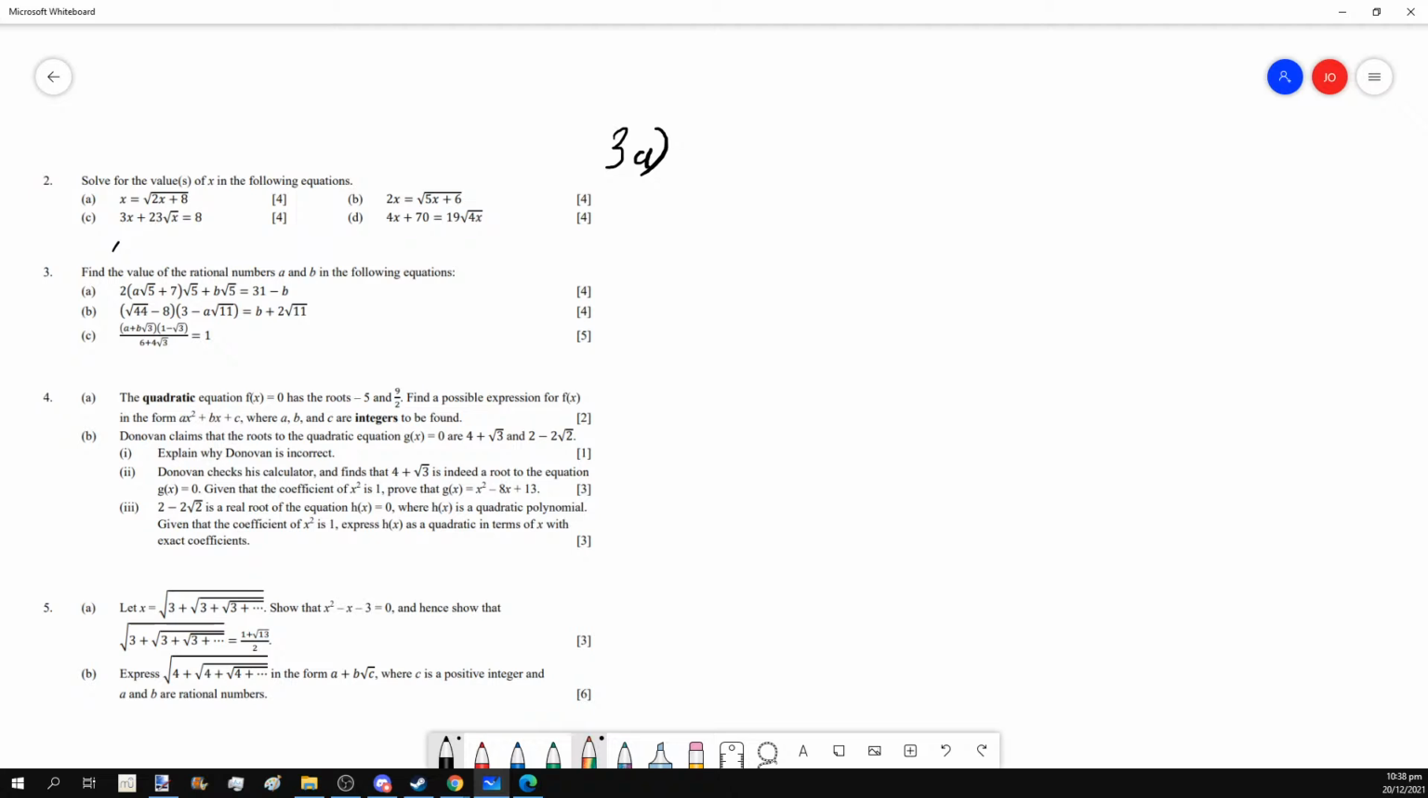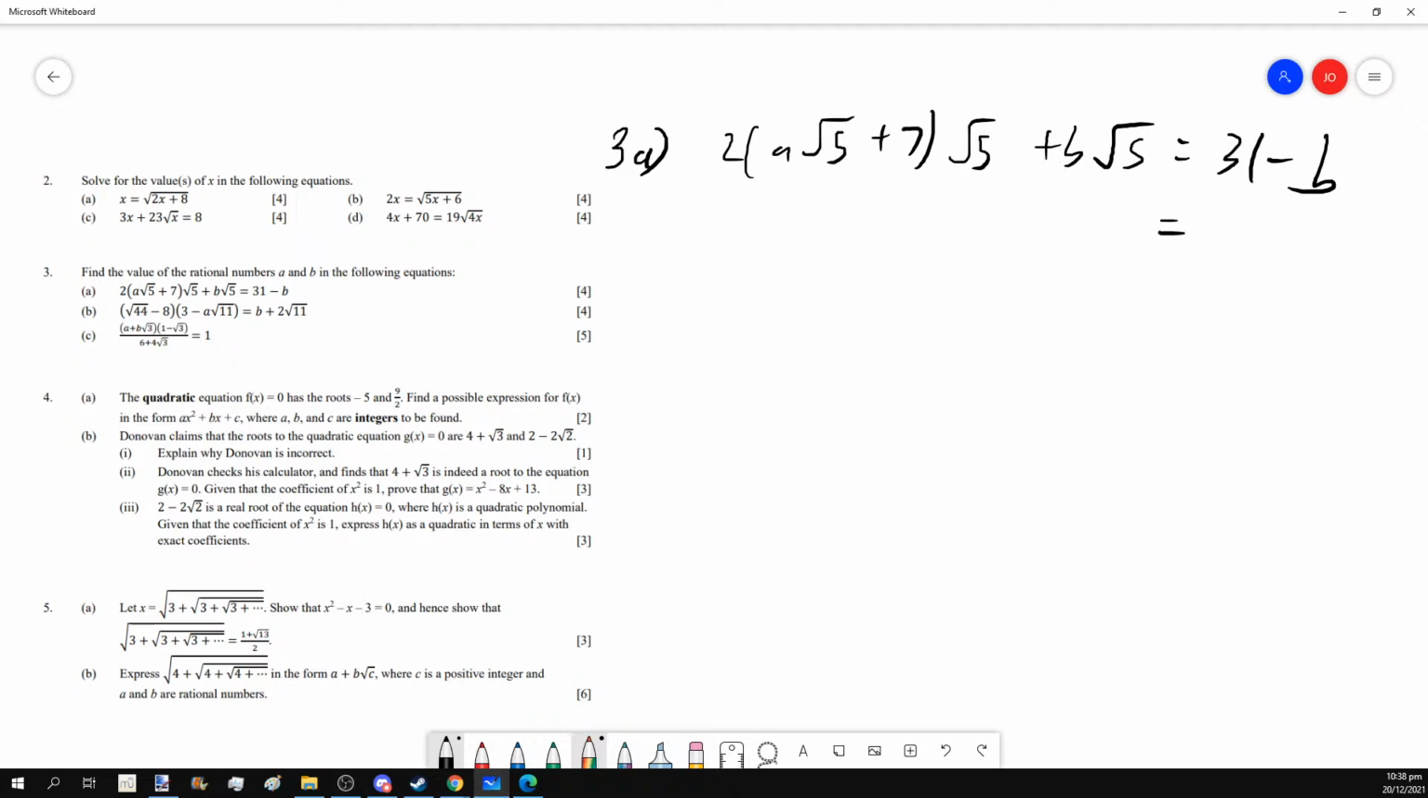Now let's take a look at question 3. Question 3 wants us to find the value of the unknown numbers a and b. They did tell us that it's rational, right? So it's going to be a fraction or a whole number. Well, okay, not a whole number, but rather an integer. So in this case, for question 3a, we have 2a root 5 plus 7 root 5 plus b root 5 equals to 31 minus b.